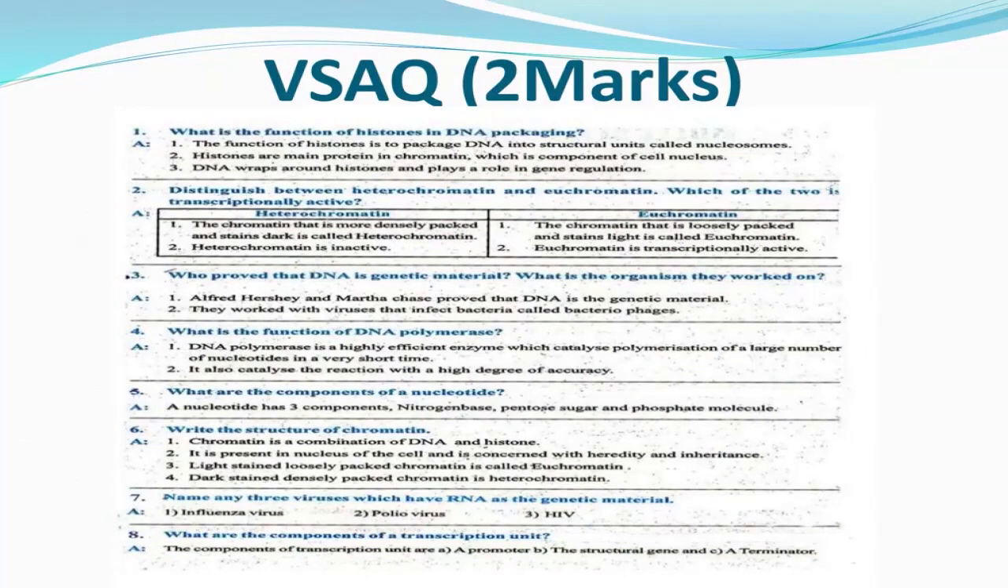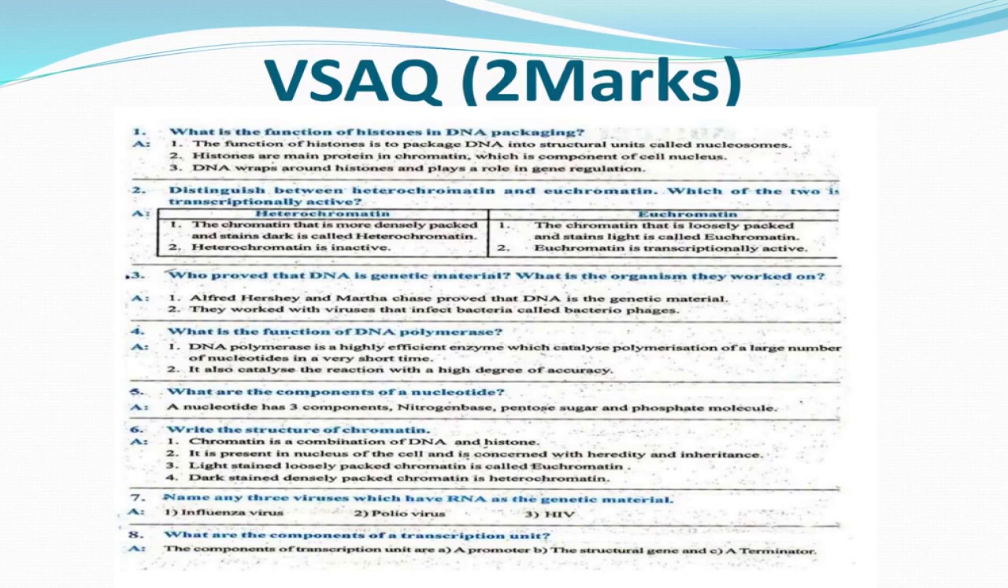And the next question: what is the function of DNA polymerase? DNA polymerase is a highly efficient enzyme which catalyzes polymerization of a large number of nucleotides in a very short time. It also catalyzes the reaction with a high degree of accuracy. So this is about the function of DNA polymerase.